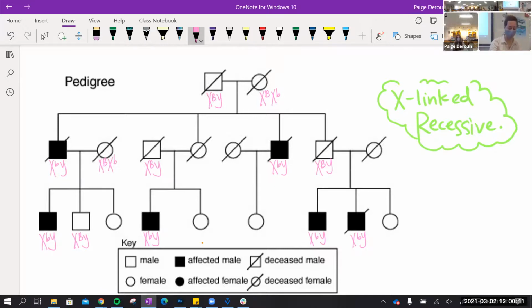She's heterozygous. How'd you get that? Because her father has the trait, so she had to get a little b. Exactly. So she's a woman. She had to get her X chromosome from her dad. And the only X chromosome her dad could give her was a small b.